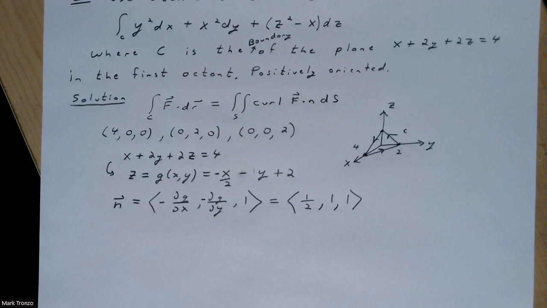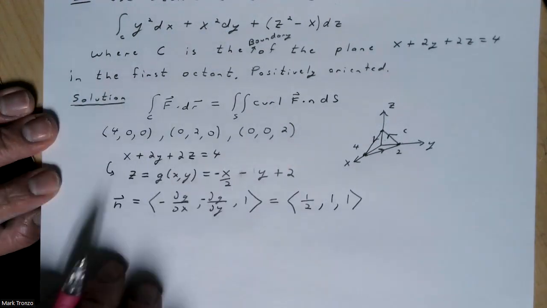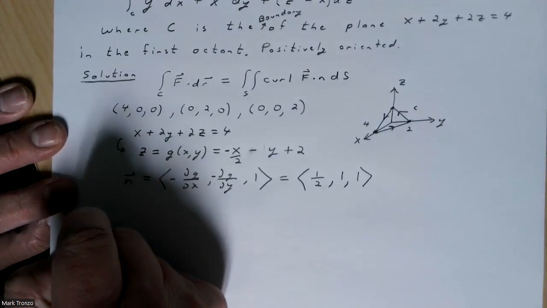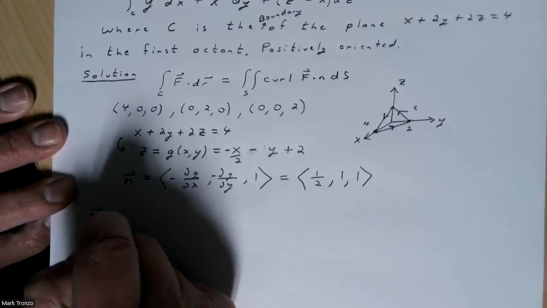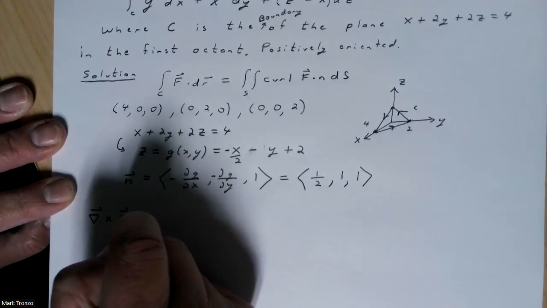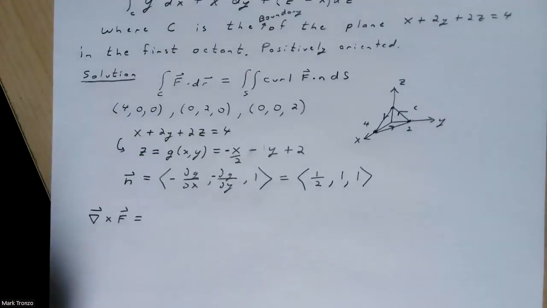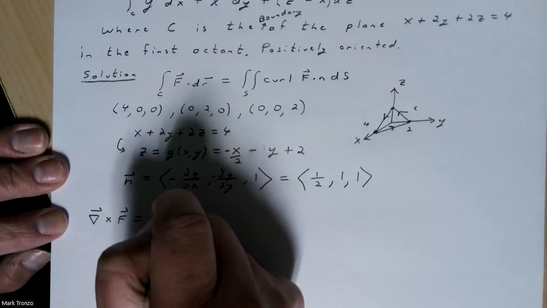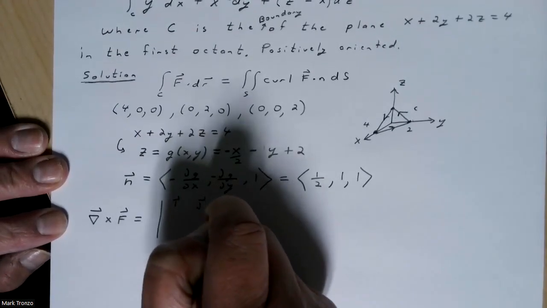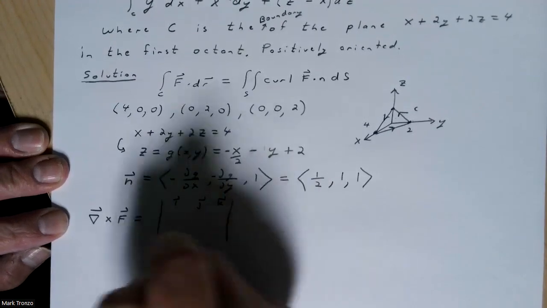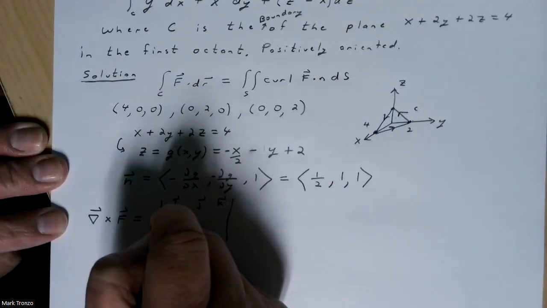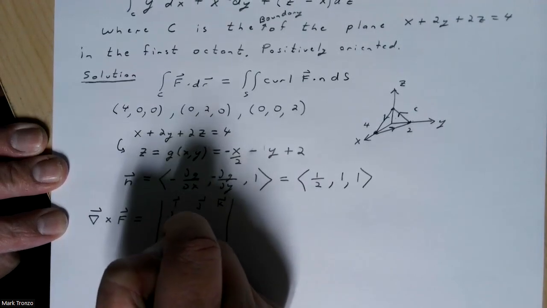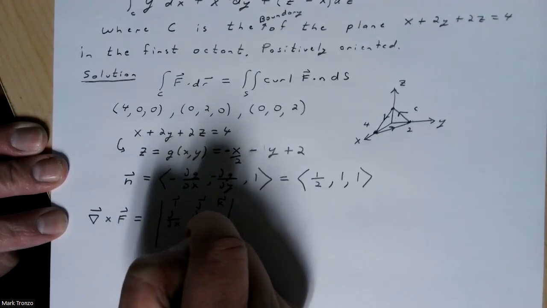And then we're going to need the curl, as we have in our equation here. And remember, the curl is defined this way. And remember, that's i, j, k, or you may have a different way of memorizing the formula. I usually just put it into the determinant.